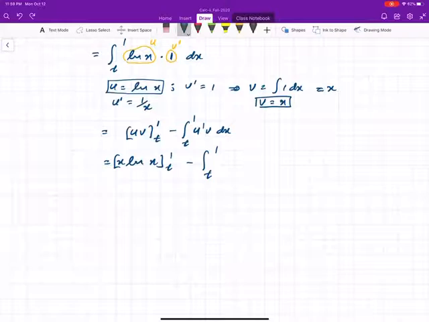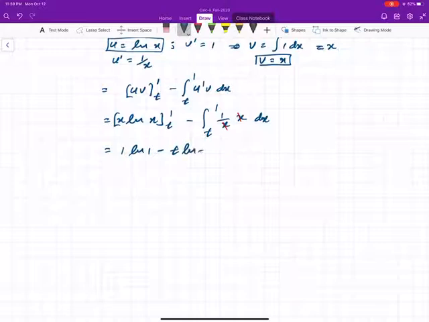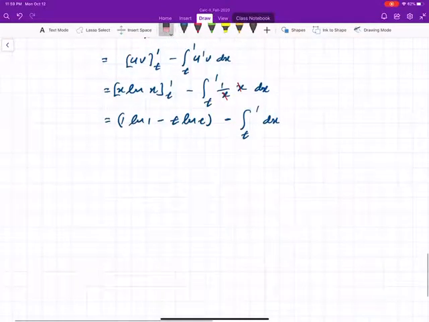So u prime is 1 over x, and v is x dx. So you can cancel this with that. And then here you apply the upper limit: 1 ln 1 minus t ln t. And there you have integration from t to 1 dx. Okay, you know ln 1 is 0.